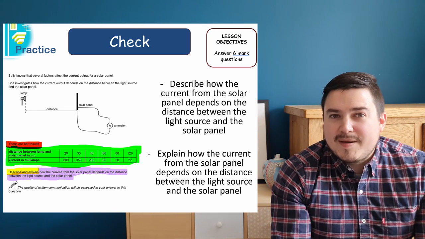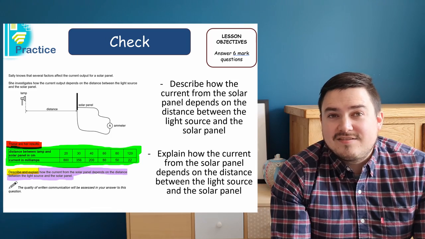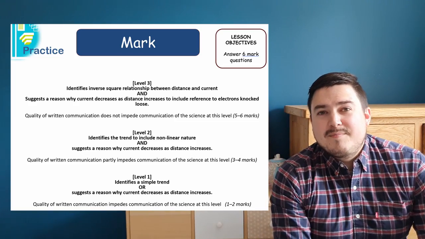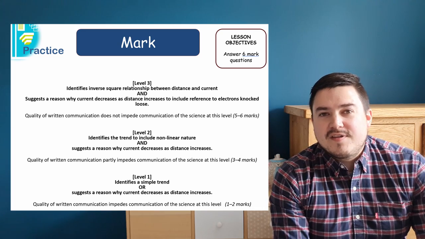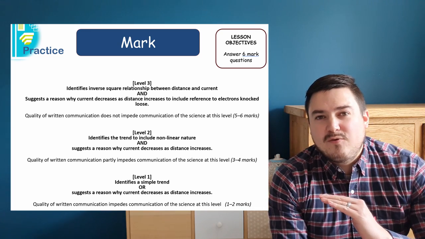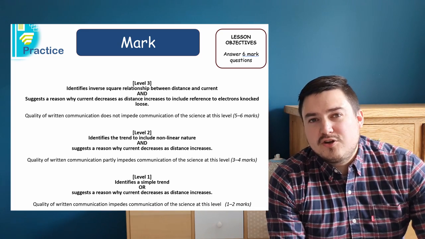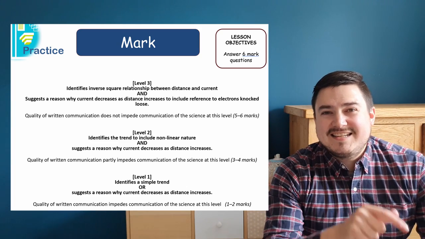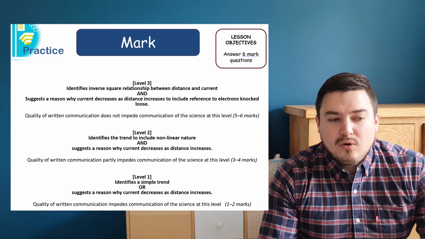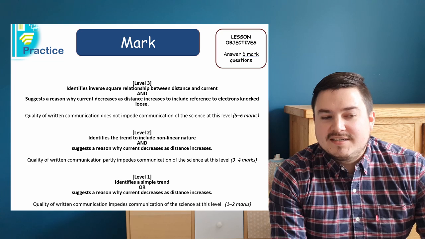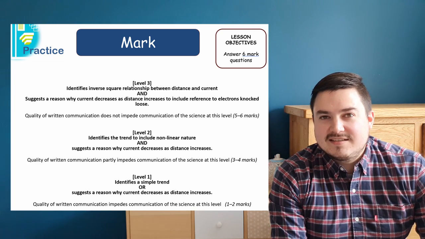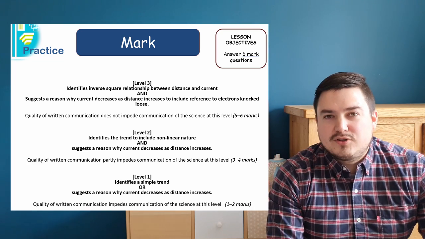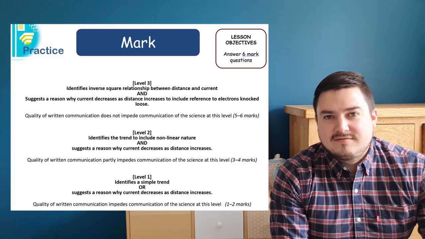If not, you need to go back through and make sure you add in the thing you are missing. For our mark scheme then, I've placed here what it says in the mark scheme, the most important bit, which level you think you're going to be at. And as I said before, that level 1 stuff, that 1 and 2 marks, is for a simple trend. As this goes up, or any reason why the current decreases as distance increases. If you've got either of those 2 things, you've hit 2 marks.